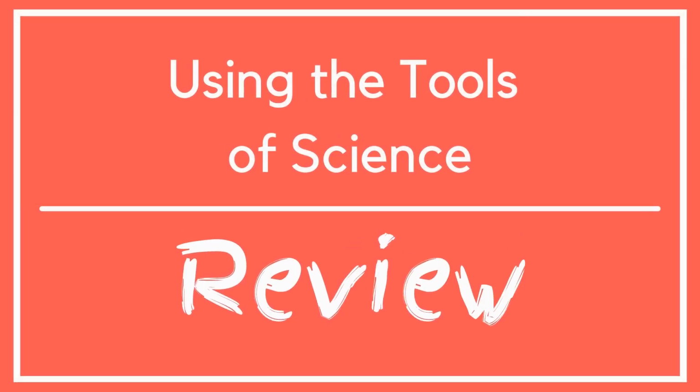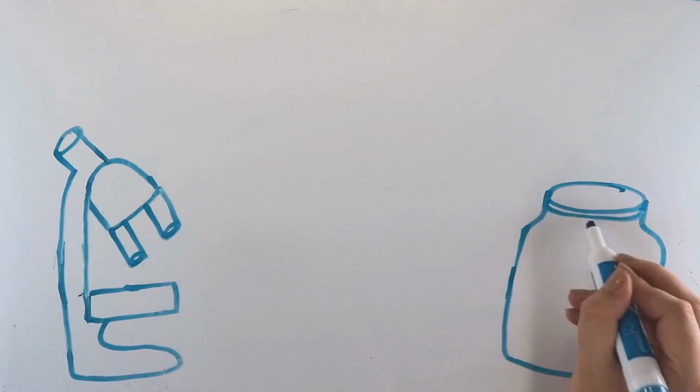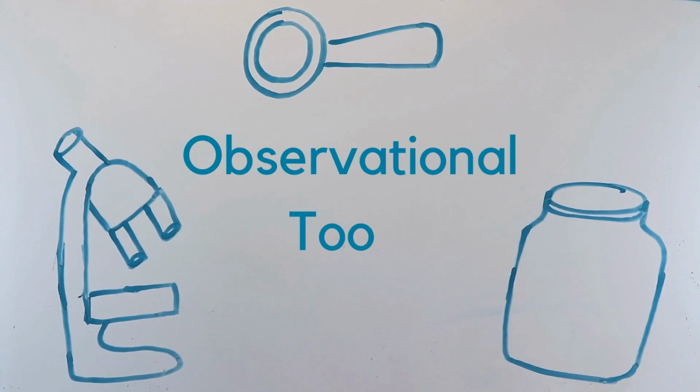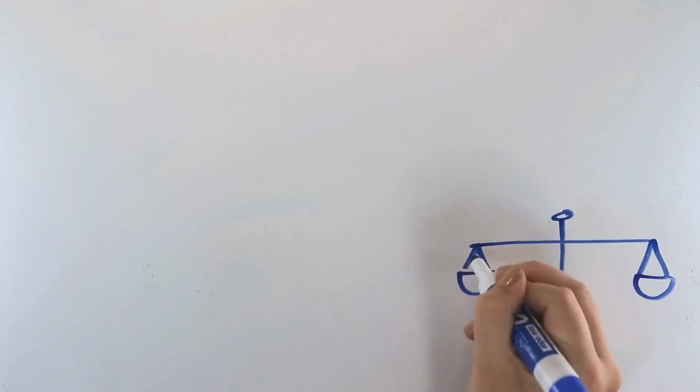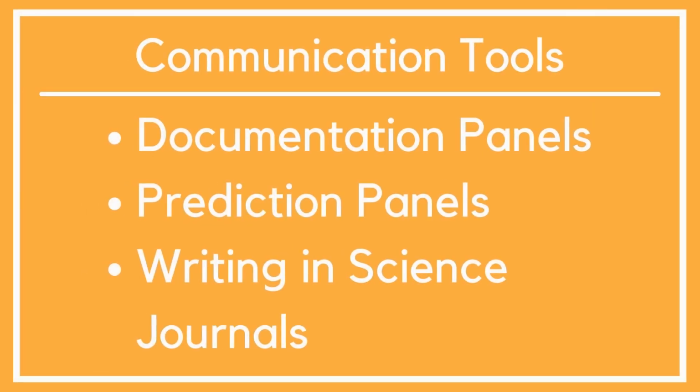Now that you've learned about the practice science strategy using the tools of science, let's take a moment to review what we've learned. The tools of science include observation tools like magnifying glasses, microscopes, and observation jars, measurement tools like rulers, measuring cups, pipettes, and balance scales, and communication tools like documentation panels, prediction panels, and science journals.